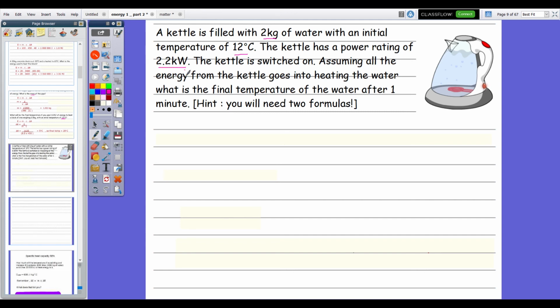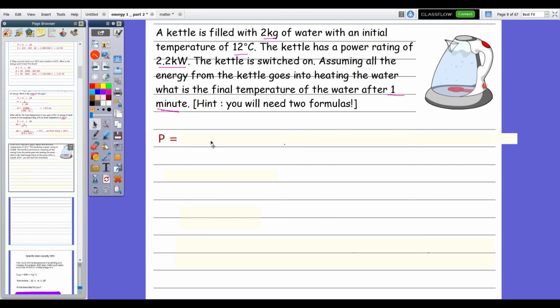So hopefully, you try and find out what the final temperature is. We know it's going to be something to do with E equals MC delta theta, but we don't have E. So how can we do it? Well, we have been given power, and we've also been given time. The time was 1 minute. So what do you need to reach for? You need a formula that's going to enable you to calculate energy.